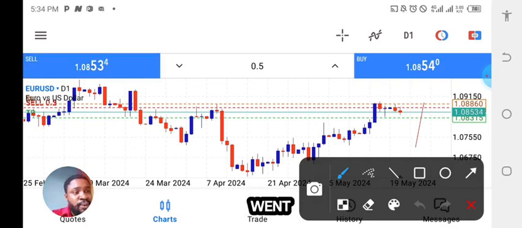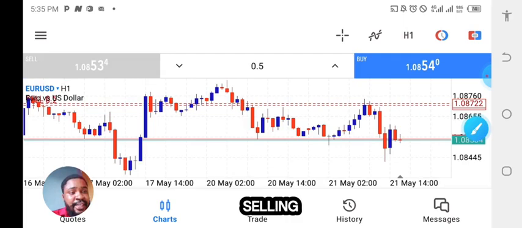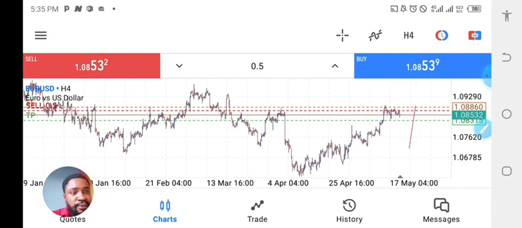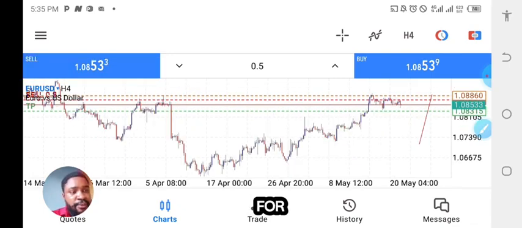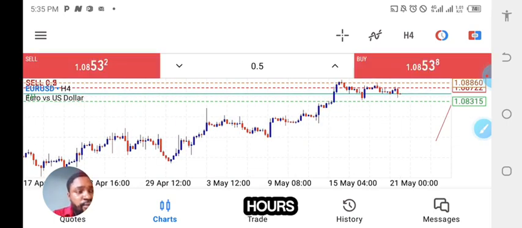So the market went all through our way. It has been selling. Okay, it's been selling. So this is the 1 hour time frame. Now it's been selling, but it's been selling for hours now, and we still expect it to still rally down more. So we're gonna take profits.